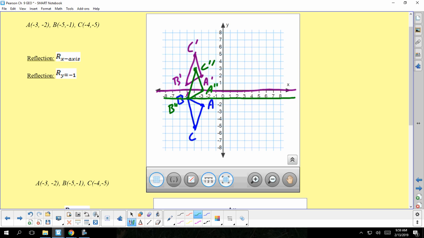Do we get the same shape? Yes. Well, what do we notice here? Though our line of reflection is shifted down 1, how much different is our reflection? It's double that. So it's going to be double the distance of the line of reflection if we do two reflections. All right, try that next example.